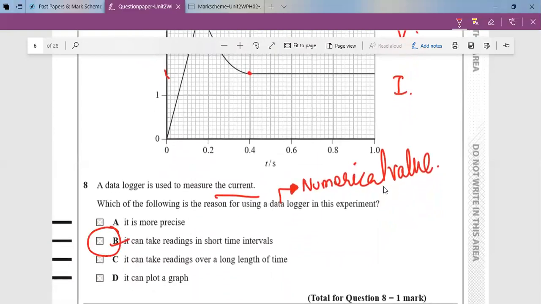Well, this might be a property of the data logger. For that, you'll need to go through the topic of data logger from the book. This is a property, that's why it's given, that it takes short intervals. If you look at the time interval over here, it is quite short. 0.2 second cannot be measured using a stopwatch. So yeah, even from the graph, it's proved that data loggers measure smaller time intervals.